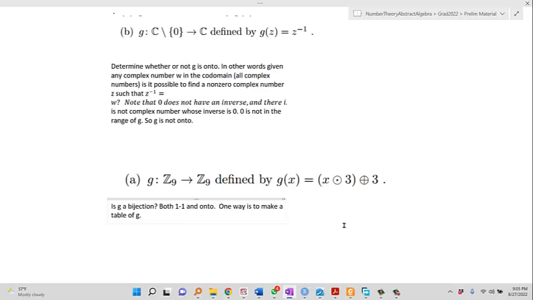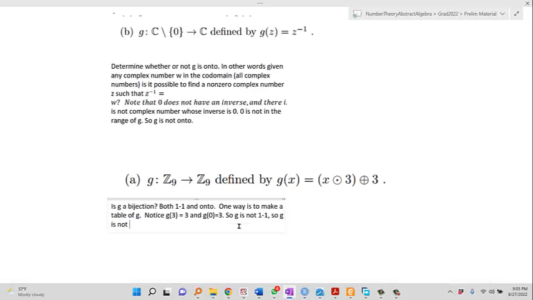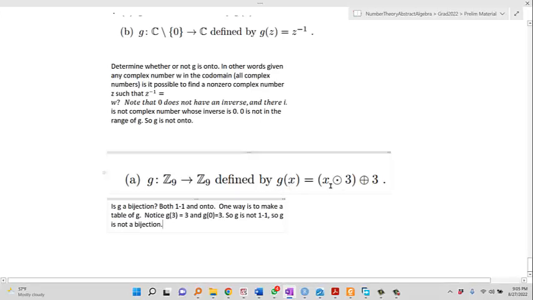Another way is simply to notice that if I put 3 in here, I get 3 circle dot 3, which is equal to 0 mod 9, plus 3. So g of 3 is equal to 3. On the other hand, if I put x equals 0, I also get 3. That's enough to show that the function is not one-to-one, so g is not a bijection. Another way to notice is that g of x is always going to be divisible by 3. You can think about why that is.